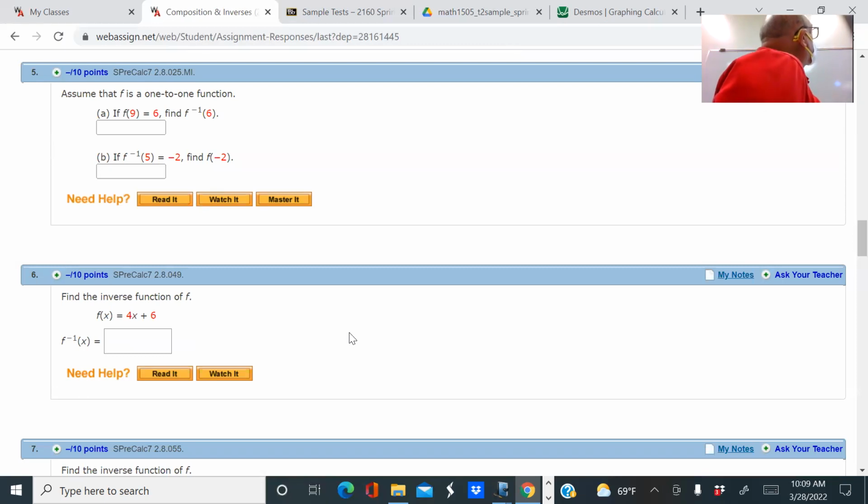The first part says, if f of 9 is equal to 6, then what is f inverse of 6? They're not giving you a formula for f or a formula for f inverse, and I don't have a graph. You may be left to wonder how to do that. But it's just a matter of remembering what the inverse function actually means.